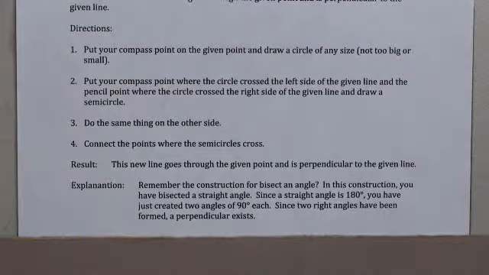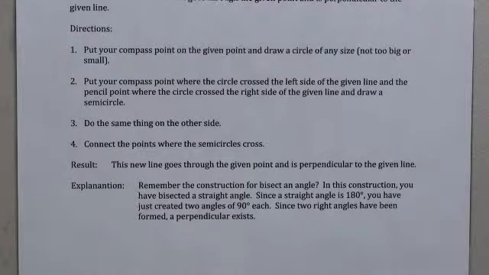For the explanation, remember the construction for bisect an angle. In this construction, you have bisected a straight angle. Since a straight angle is 180 degrees, you have just created two angles of 90 degrees each. Since two right angles have been formed, a perpendicular exists. Okay?